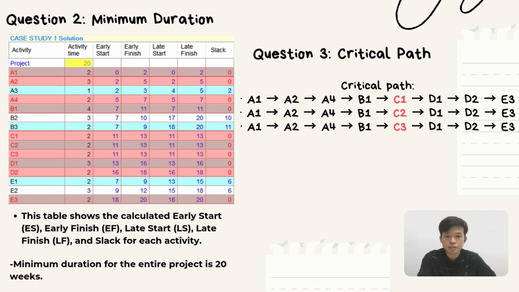Next, for question 2, this table summarizes the project schedule results for all activities in the smart home lighting product design. For each activity, we show the early start, early finish, late start, late finish, and slack. These values are calculated using QM for Windows.